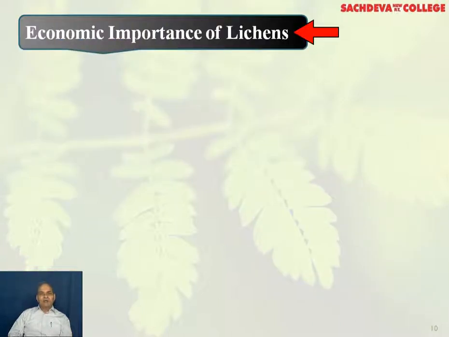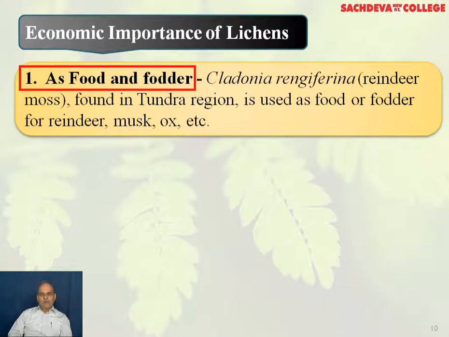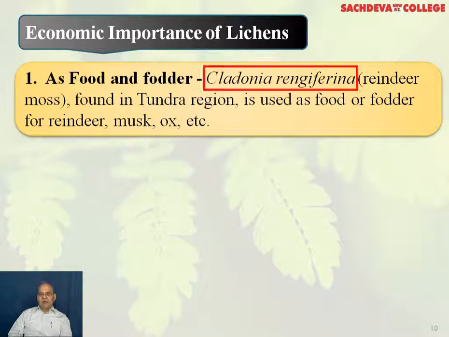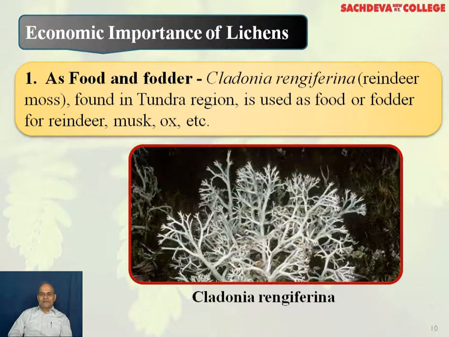Economic importance of lichens. As a food or fodder, Cladonia rangiferina is commonly called reindeer moss, found in the tundra region, and it is used as food or fodder for reindeer, musk ox, etc. This is Cladonia rangiferina.